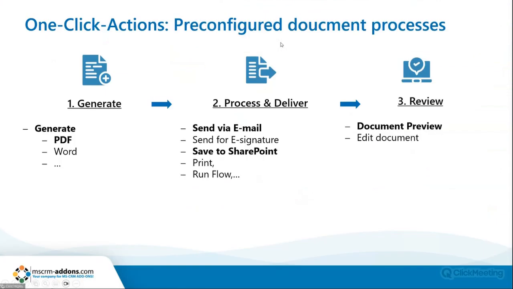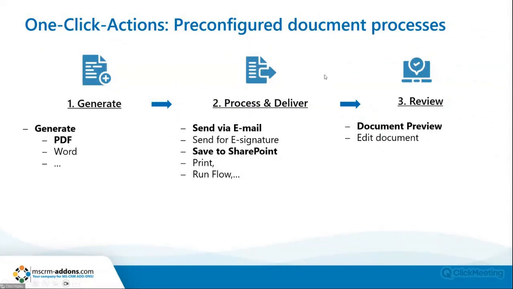One of the things we found out was that a lot of people are doing the same thing over and over again. So what we came up with was something called a one-click action. A one-click action is a pre-configured document process. Let's say I'm creating a quote, and I always do the same thing. I select the same template. I always want to generate this quote as a PDF. I always want to send it via email. I always want to save it to SharePoint. And I always want to review the document before I send it out.